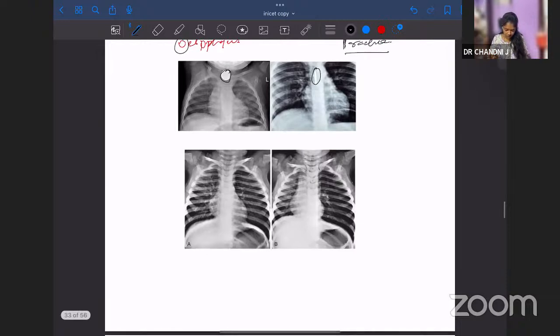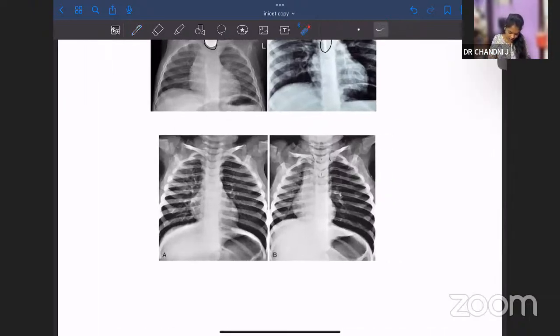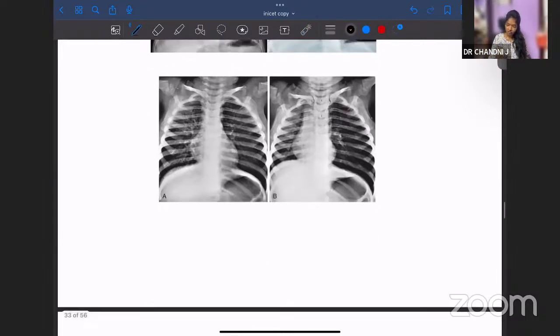Now come to the next image. If you see the first image, you can see it is absolutely normal, right? Both the lung fields are normal. Whereas in the second image, you can see there is some hyperinflation in the left side of the lung alone. So this is nothing but inspiratory and expiratory film. Inspiratory film is normal. Expiratory film, there is hyperinflation on one side. This is classical of a partial obstructing foreign body in the bronchi.